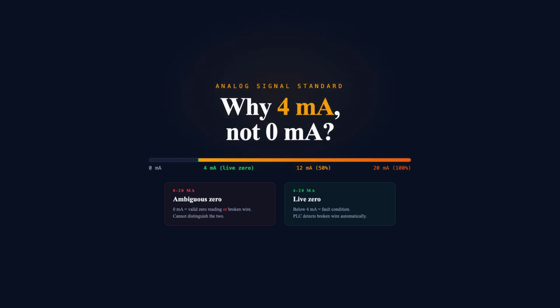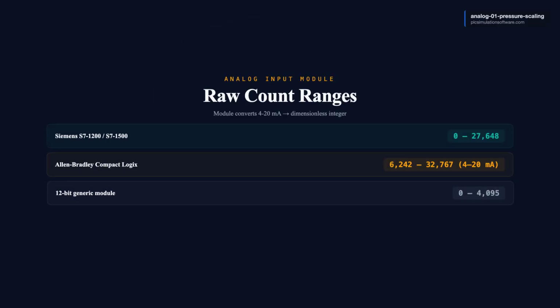The PLC can detect that condition and fault correctly instead of silently treating it as a valid zero reading. A 0 to 20 milliamp system cannot do that. 0 milliamps looks identical for a dead circuit and a real zero reading. You cannot distinguish the two. 4 to 20 milliamp was standardized precisely because live zero gives you broken wire detection for free. Every process transmitter you work with in industry will use this range.